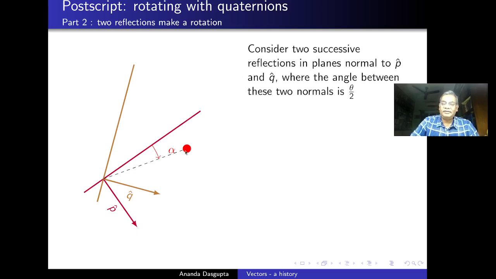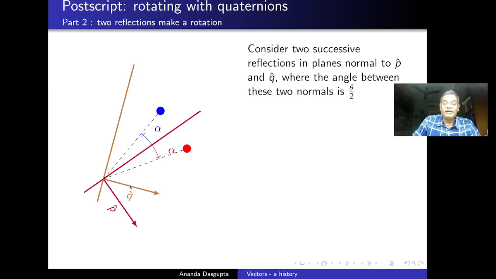What would happen if we were to do two successive reflections? The first reflection, of course, will make this point move from here to here, whereas this angle is alpha. When you reflect, this angle on the other side will be alpha. Now, let us think about what happens when you reflect this point in this plane. Of course, for that we need to know what this angle is.